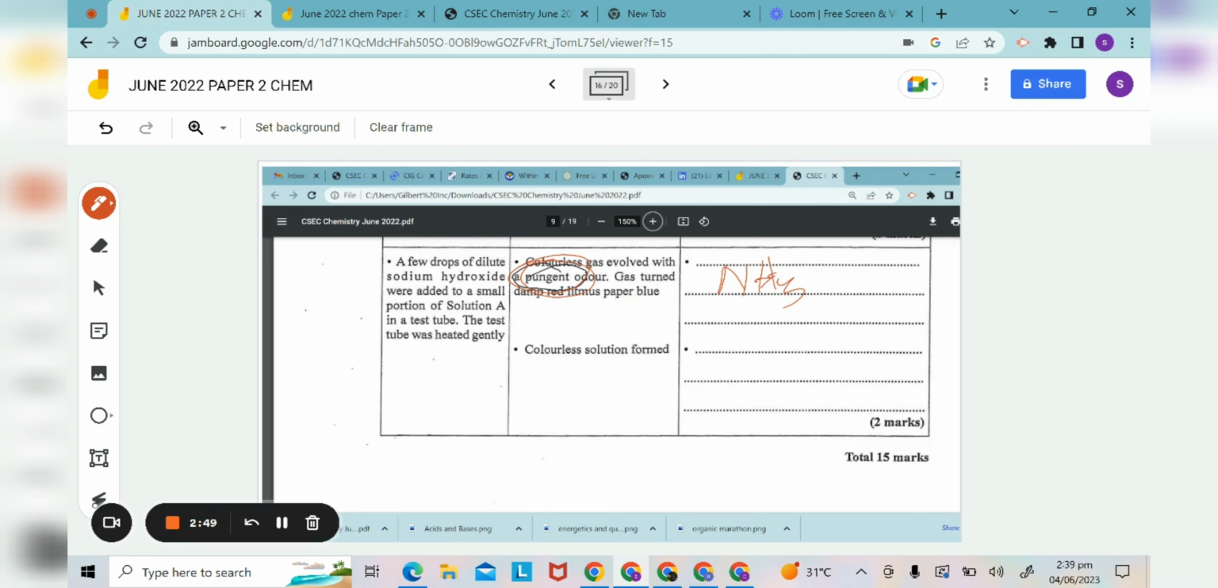Colorless solution formed, because the ammonium salt which is formed is soluble, that's why you end up with a colorless solution in this situation. Of course, no precipitate would be formed in this situation, so we write no PPT formed. Okay, because with that you get no PPT. All right, just a little qualitative there.